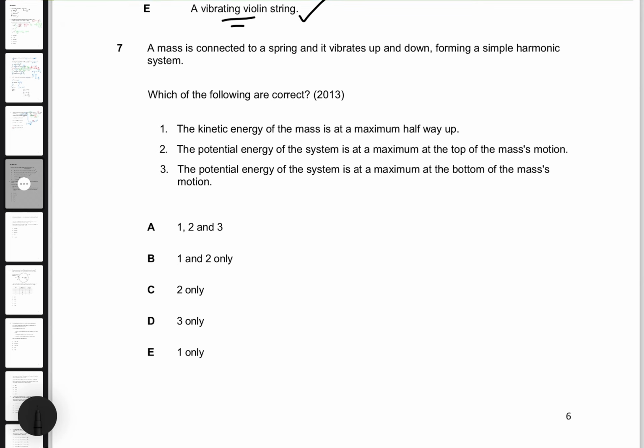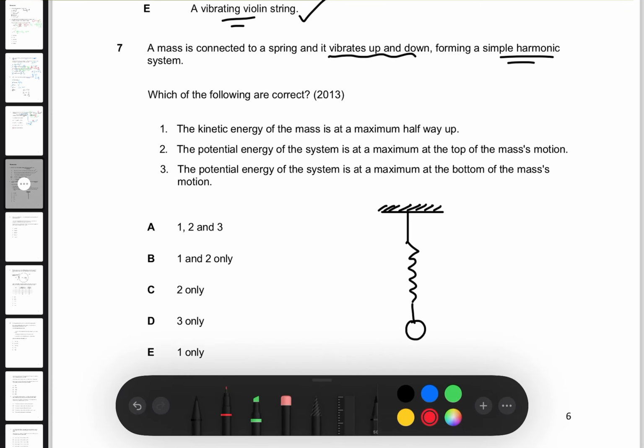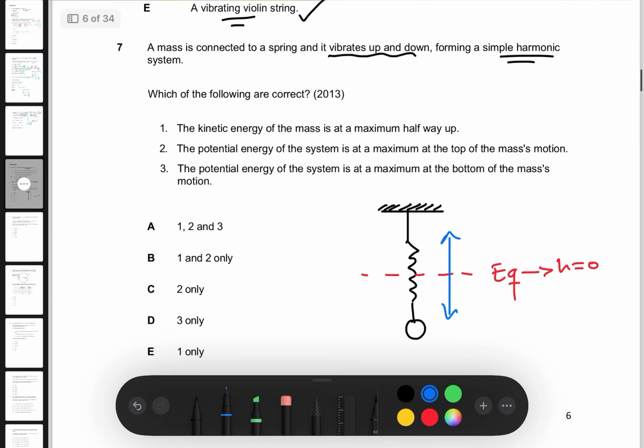Now, a mass is connected to a spring and it vibrates up and down. This is a very good example for you to understand simple harmonic motion. So imagine this is a ceiling and we've attached a spring to it, and at the end of the spring, we have this mass. The mass has an equilibrium position at first where it's not moving. At the equilibrium position, we can assume that the height is equal to 0, so it's like where the GPE is equal to 0. And then it keeps going up and down if you push down on it and release it.